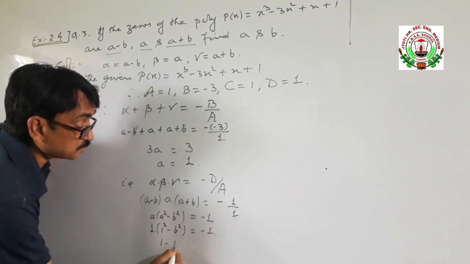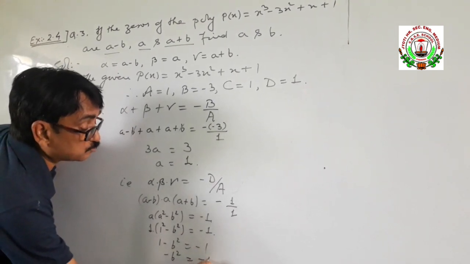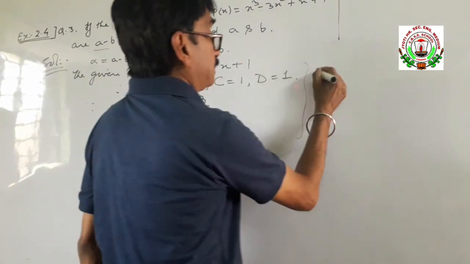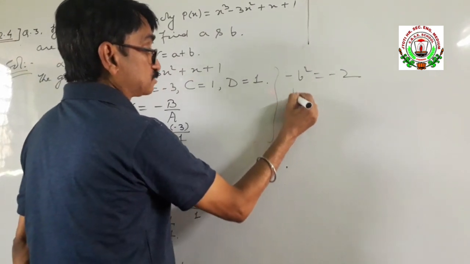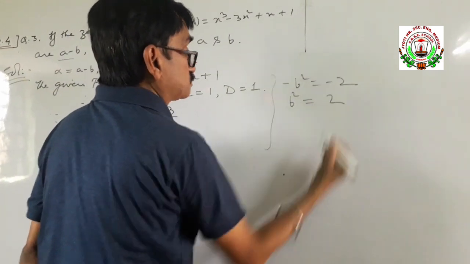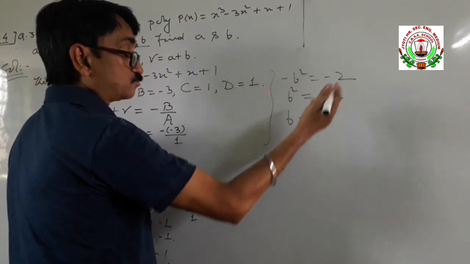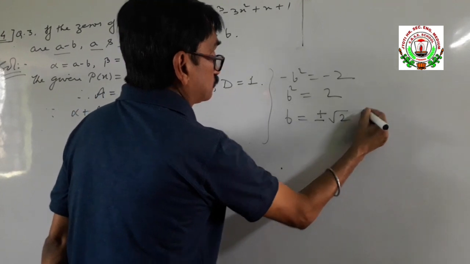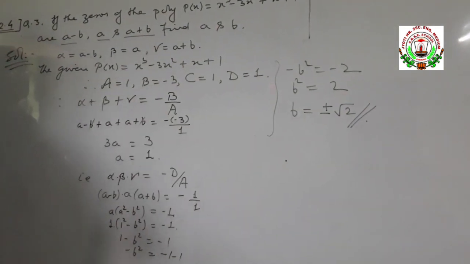So 1 minus b square equals minus 1, minus b square equals minus 1 minus 1, we transpose it, and now minus b square equals minus 2. So this minus will be cancelled out, so we get b square equals 2. So for the value of b, whenever we take a square root, we put a plus minus sign: b equals plus minus root 2.